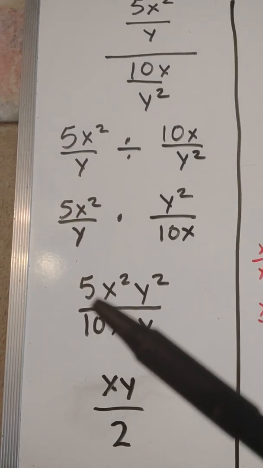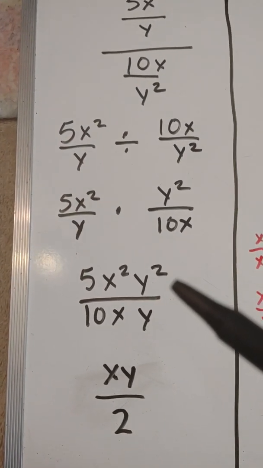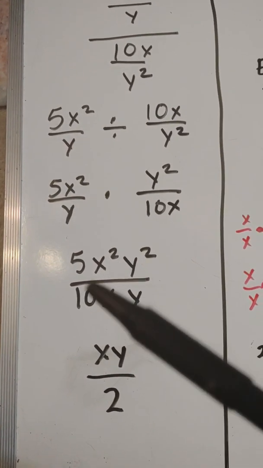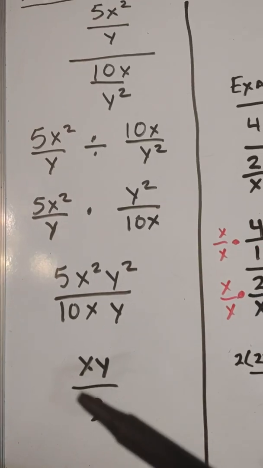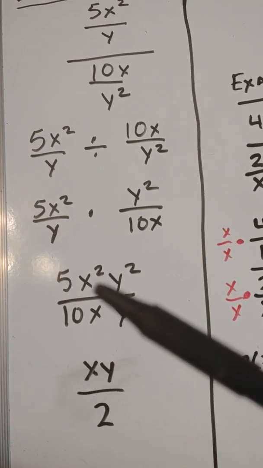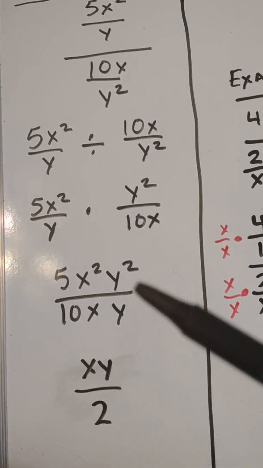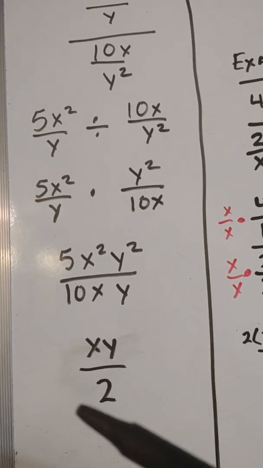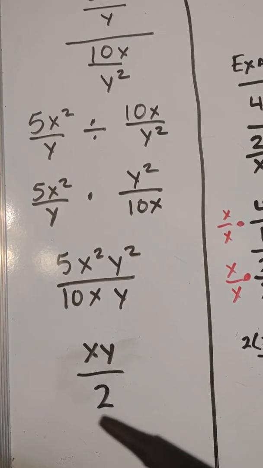That gives us 5x squared y squared over 10xy, and see the 5 over the 10 cancel, give me 1 over 2. I have 2 x's here and 1 x here, so it leaves me 1 x on top. I have 2 y's here and 1 y on the bottom, so it leaves me 1 y on the top. So my final answer is xy over 2.